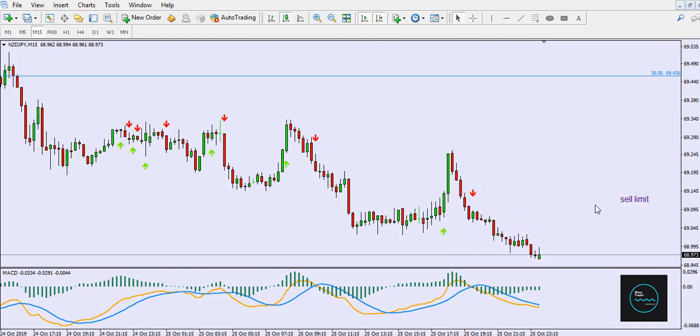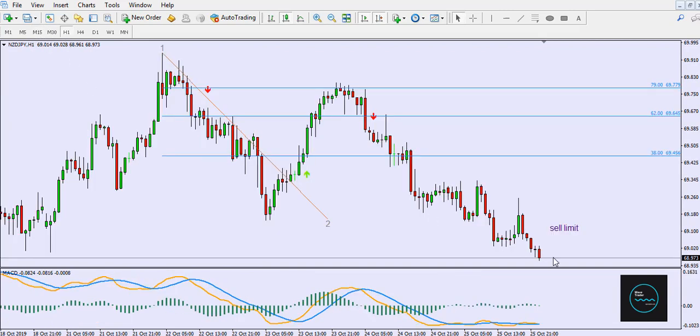So once you get the market to move into this area and begin to turn around again, you can get in safely with minimal stress. Okay, so this will be a good trade as well.